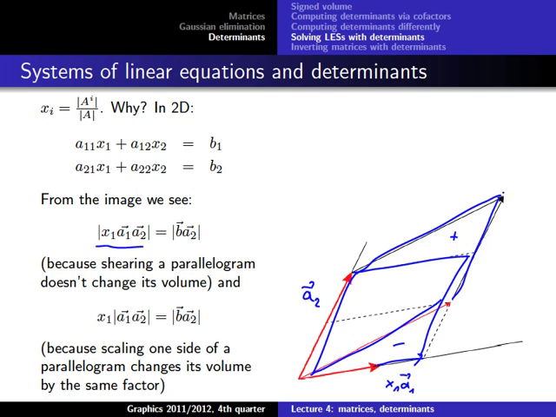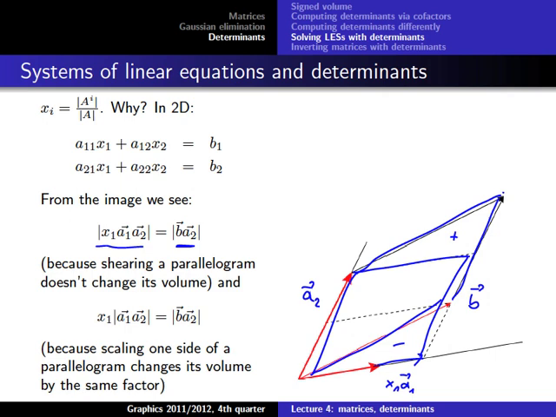Now if we look at how this parallelogram is defined, it's defined by the vector b and the vector A2. So we can calculate the volume by getting the determinant of the matrix defined by these two column vectors.